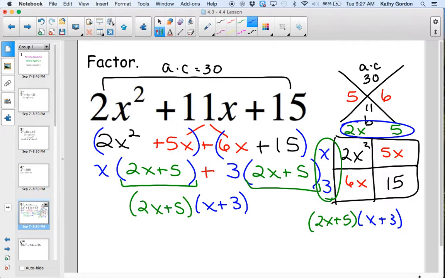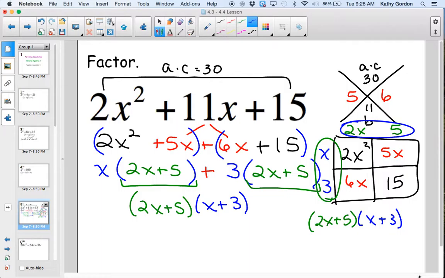So, as you can see, it does not matter the method that you use or the organization that you use to get it. No matter what we do, the factors are 2x + 5 and x + 3. What you have to decide is which method makes more sense to you and which method is going to get you the answer correctly the largest percentage of the time.